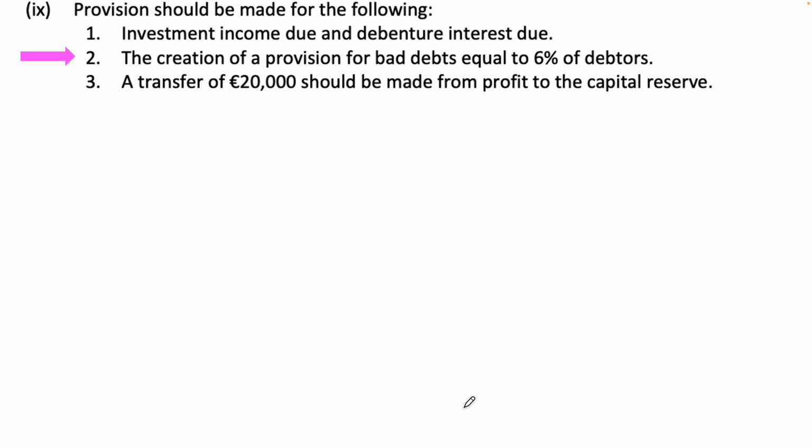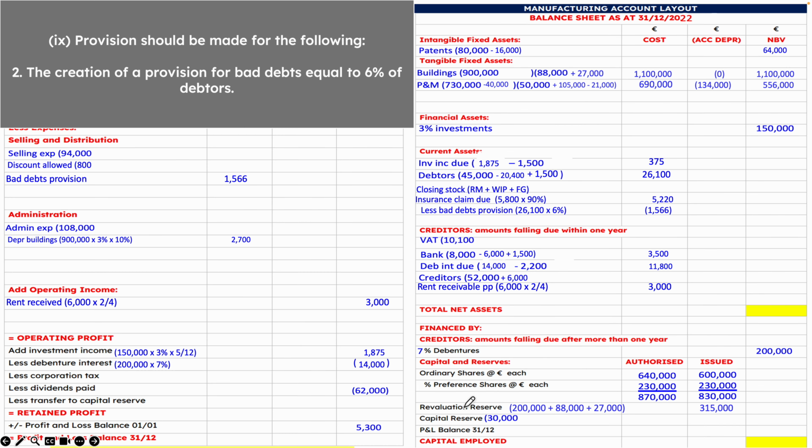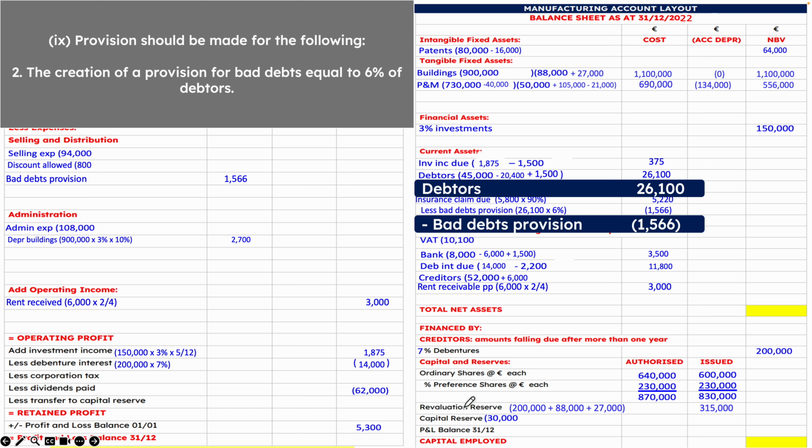Number 2 then, the creation of a provision for bad debts equal to 6% of debtors. So no impact on the manufacturing account, but we have to work out the debtors. So debtors there, €26,100. We'll multiply that by 6%, and that will be the bad debts provision, 1,566. So it has to be created, so it had not existed already. So we are creating it.